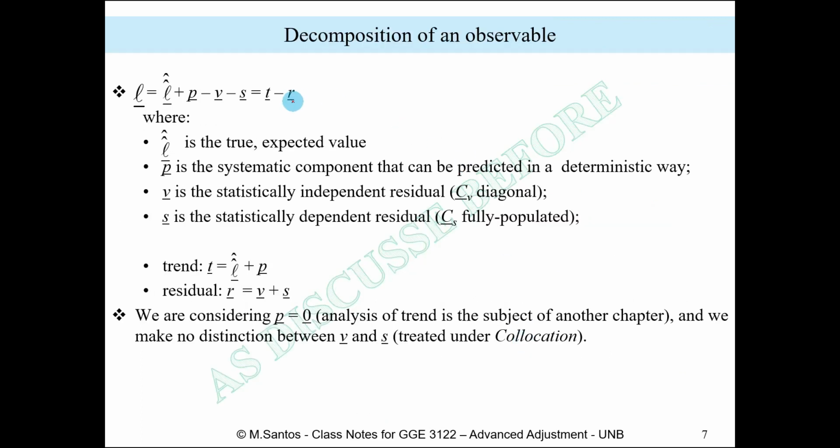We discussed the decomposition of the observable before, but I think it's valuable just to refresh that. This is how we decompose the observation. The observation is composed of the true value, a systematic component, and the residuals. We can call the summation of the true value, or the expected value, and the systematic component the trend, and that's basically what we are looking for when we deal with the analysis of trend.